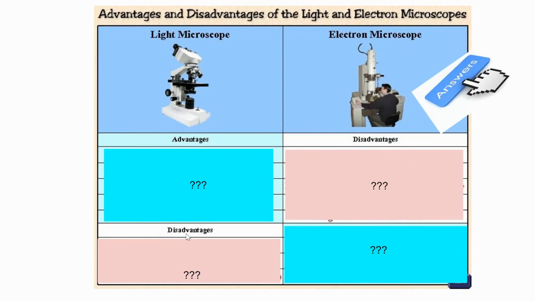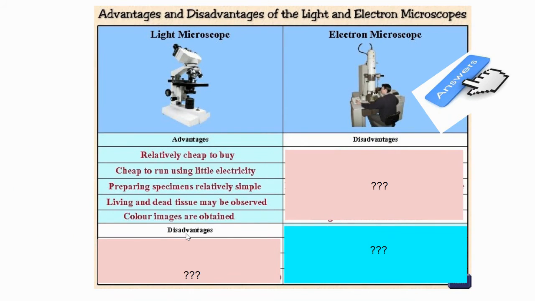Let's see first what are the advantages of the light microscope. Of course, because they are easily available and cheap to buy, in most school laboratories we have the light microscope. Plus, they don't depend upon electricity. Some light microscopes have a light bulb in the lower half of the microscope. For that, very little electrical dependency is there.